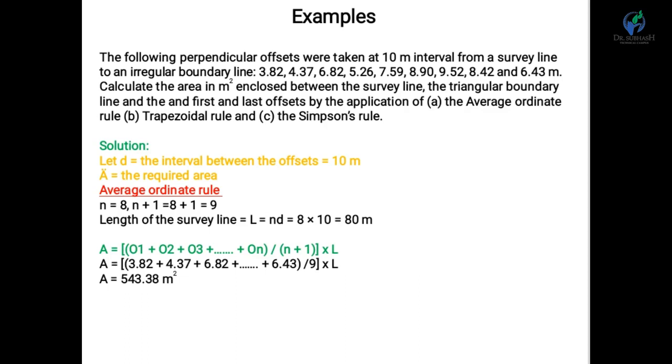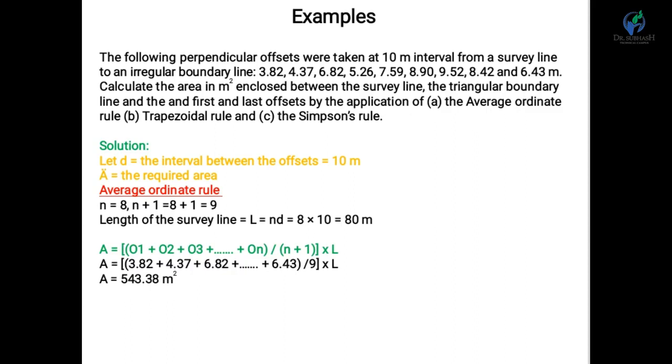The interval is 10 meter from the survey line to an irregular boundary line. Some coordinates for the baseline and offsets have been given. Now we have to calculate the area in meter square enclosed between the survey line.